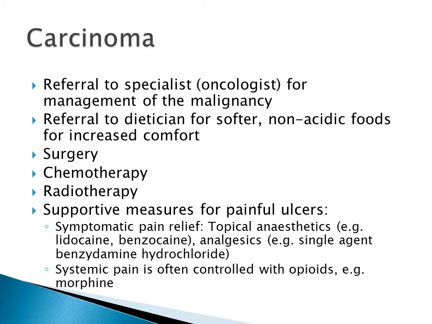Carcinoma in its early stages presents with painless ulcers. However, at later stages, it becomes painful. During this stage, we could use supportive measures to relieve the pain. Supportive measures for painful ulcers include topical anesthetics such as lidocaine and analgesics like single-agent benzodiazepine hydrochloride. If systemic pain is present, it is often controlled with opioids such as morphine. We would also refer them to a specialist for management of the malignancy. Other treatments for carcinoma are surgery, chemotherapy, and radiotherapy.